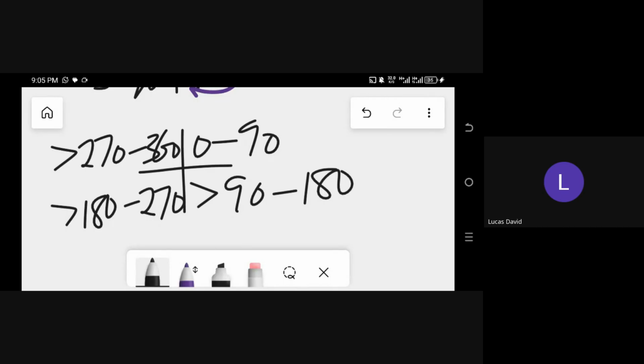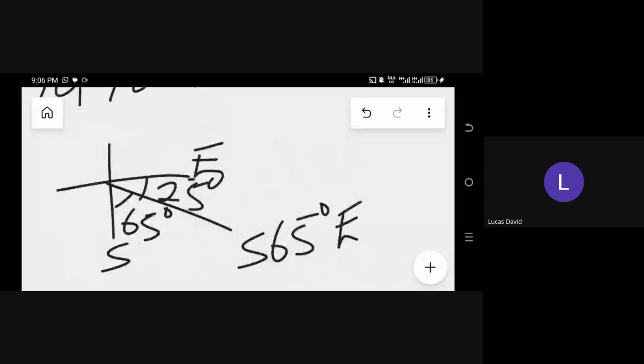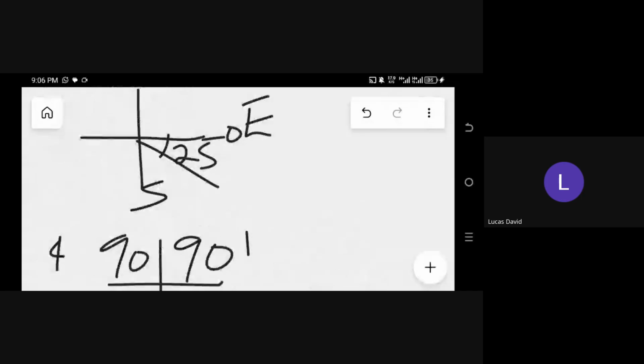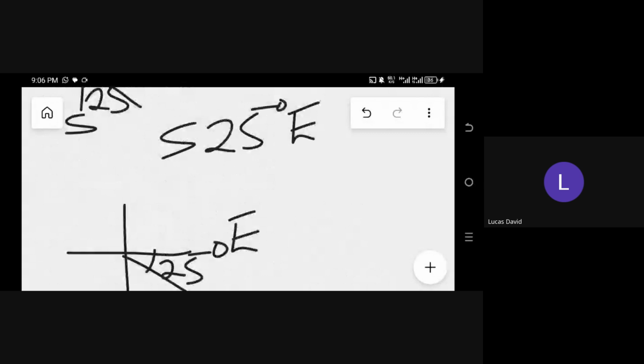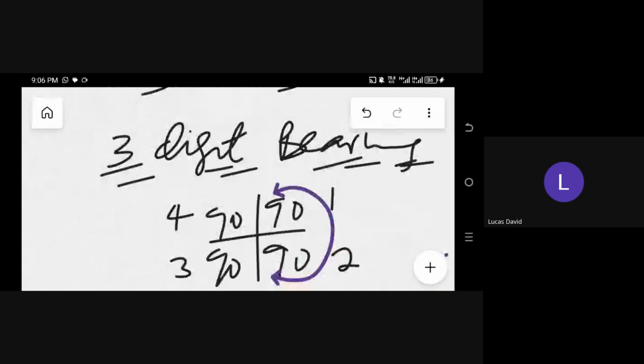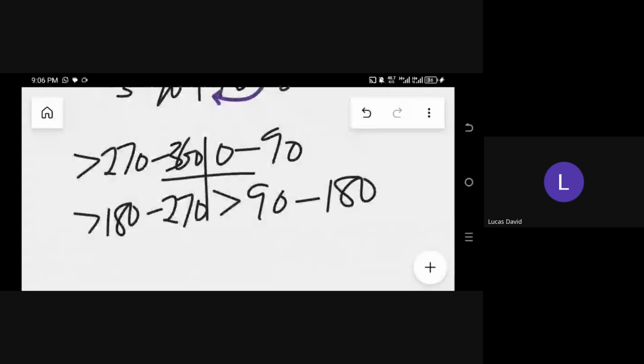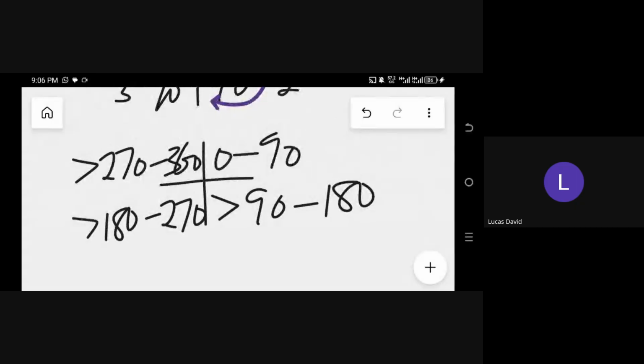So this is the dynamics of how you deal with three-digit bearings. Please take note, the three-digit bearings are not dealt with the same way you deal with compass bearing. With compass bearings, you're dealing with north and south. That's how you get your bearings. But in three-digit bearings, you are actually dealing from the north down to wherever the position is that you are looking for.